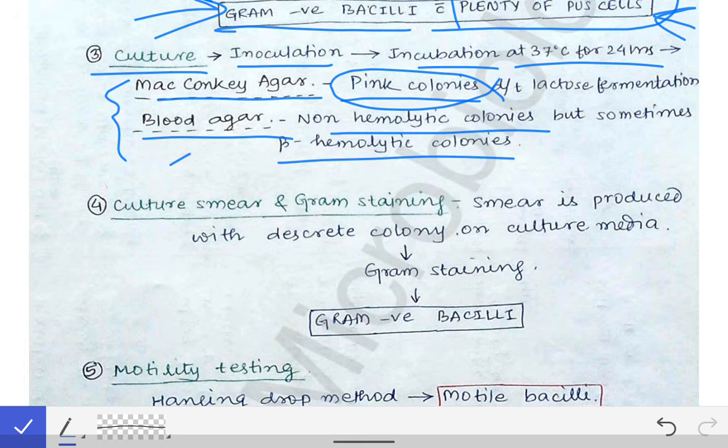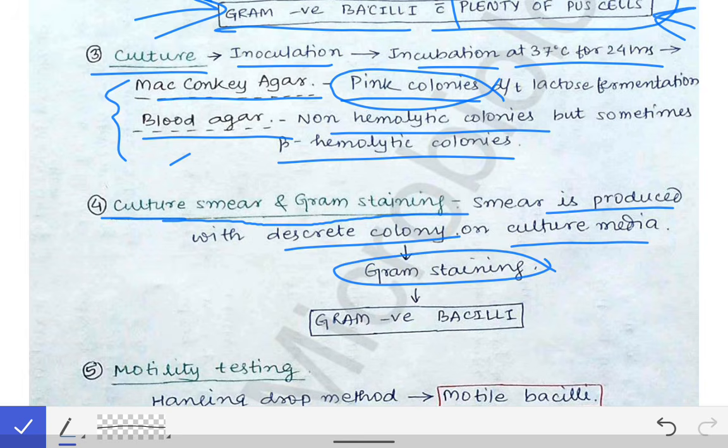After the colony characteristics are seen over the culture media, with the discrete colonies we will make a culture smear and then do the gram staining. The smear is prepared from discrete colonies on the culture media, and there we see gram negative bacilli.